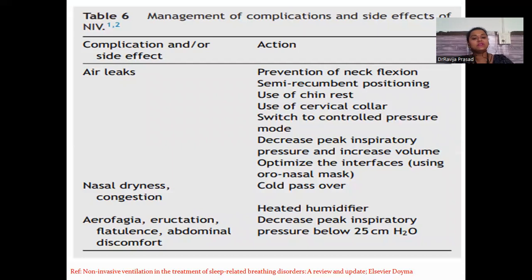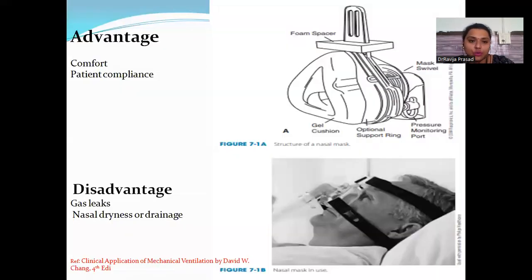Second, nasal dryness and congestion. The action is a cold pass-over. Third complication is aerophagia, eructation, and flatulent abdominal discomfort. Its action is a heated humidifier and decreasing peak inspiratory pressure below 25 centimeter H2O.